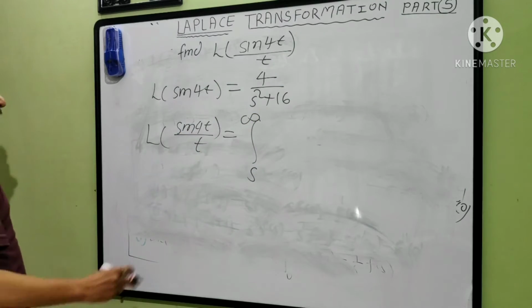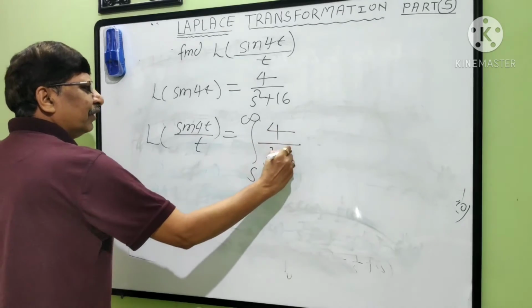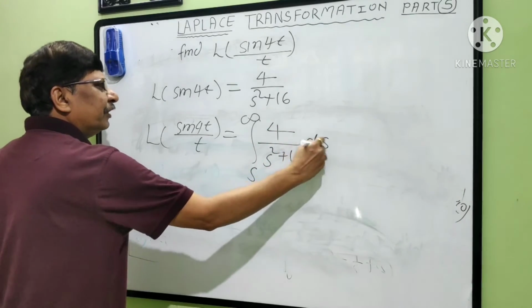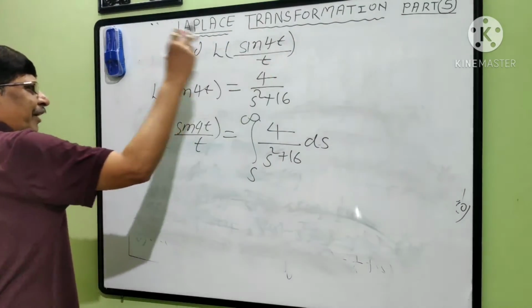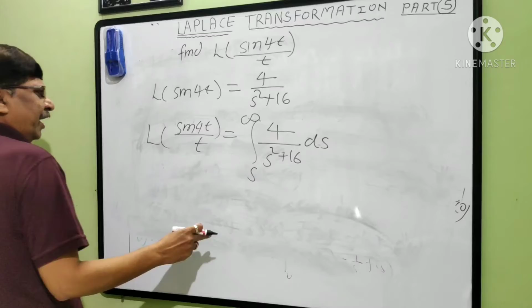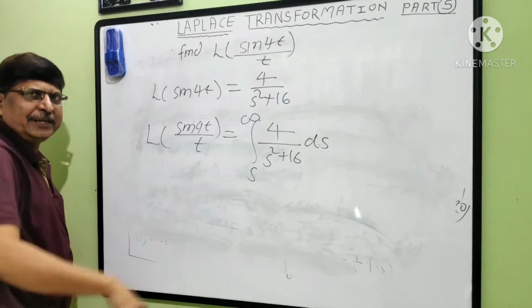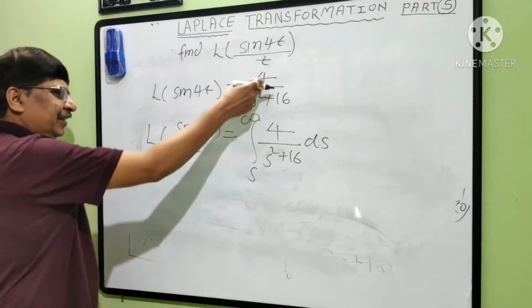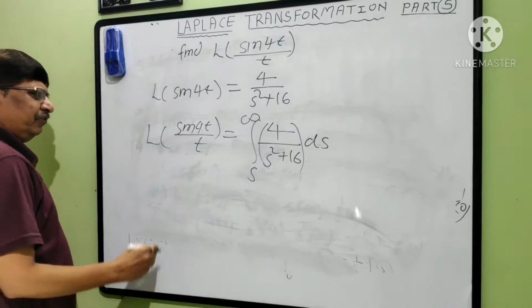S to infinity of this f of s means what? 4 upon s square plus 16. You know the Laplace transformation of sin 4t is this. And from that, if you want to find the Laplace transformation of sin 4t upon t, you have to find the integration of this f of s from s to infinity.